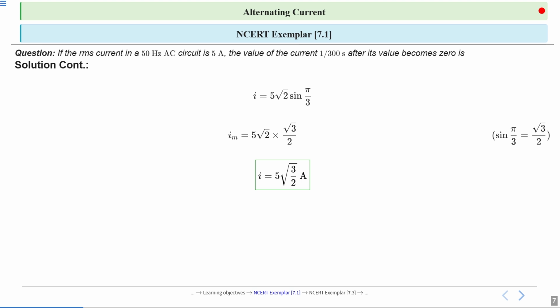So this is the final answer and it is B option. Okay, so only option B is correct. Other options are wrong.